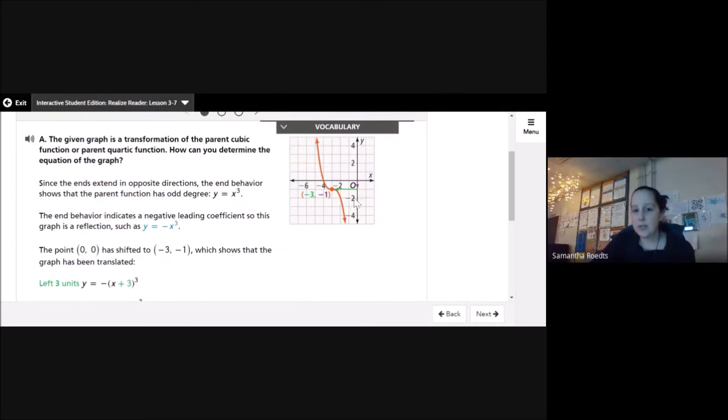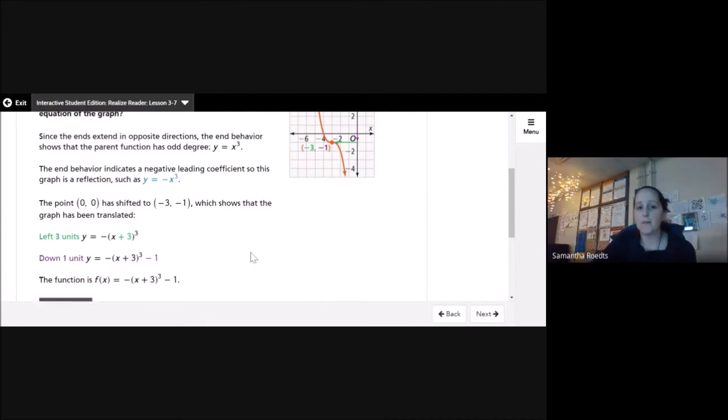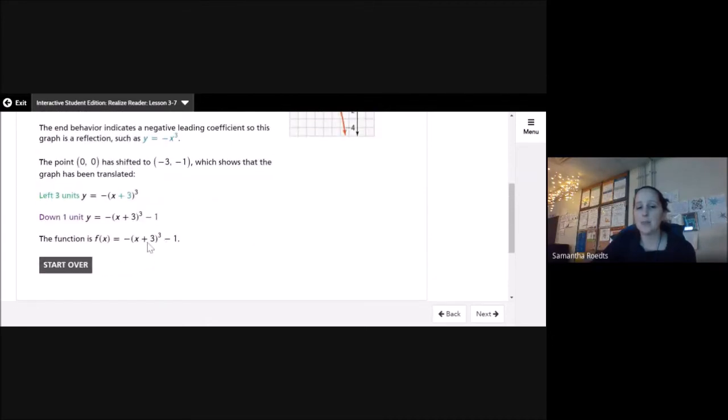The point 0, 0 has been shifted to -3, -1, which shows that this graph's been translated. So it's moved 3 units to the left and 1 unit down. So that's 3 units to the left, so +3, and then 1 unit down, -1. So the function is negative x plus 3 cubed minus 1.